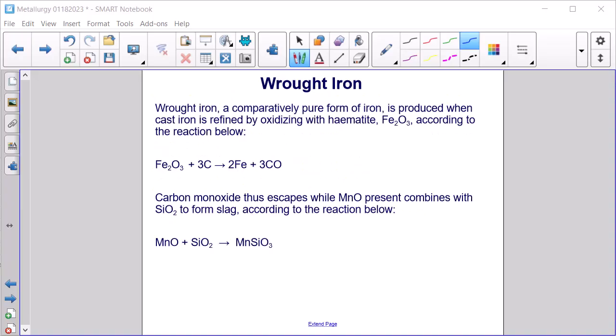Wrought iron, a comparatively pure form of iron, is produced when cast iron is refined by oxidizing with hematite, Fe2O3, according to the reaction below. So, Fe2O3 with this carbon producing this more pure form of iron. Carbon monoxide thus escapes, while manganese oxide present combines with SiO2 to form slag according to this reaction.